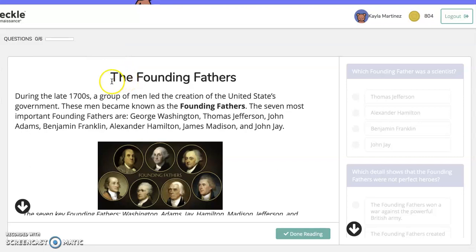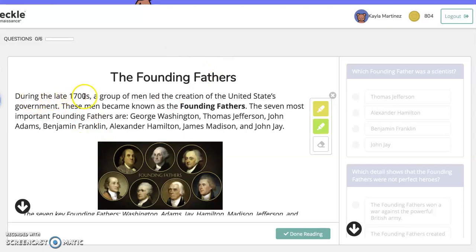Our topic for today is called the Founding Fathers. Now, you may or may not have heard of the Founding Fathers. If you haven't, that is completely okay. This is more something that we would be talking about in social studies. The Founding Fathers we're going to learn about are this little group of men down here. So let's go ahead and read and find out about them, shall we?